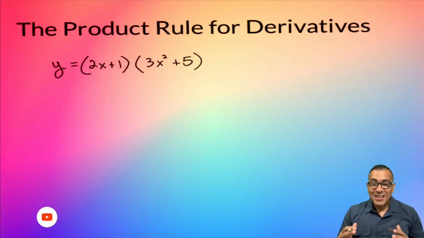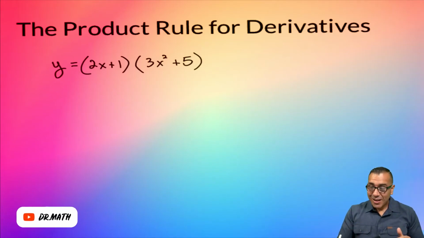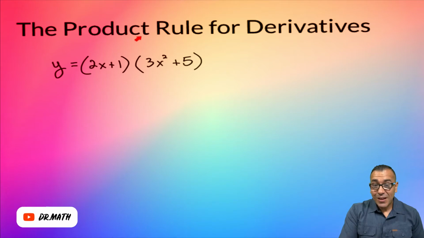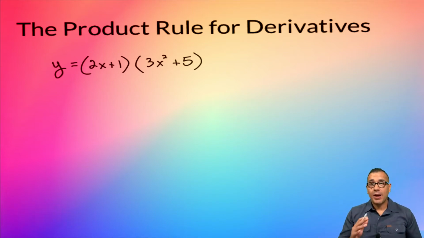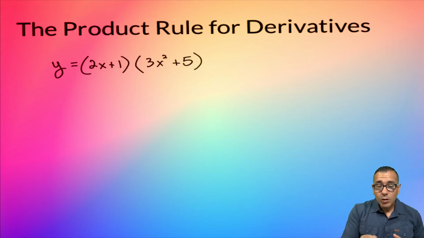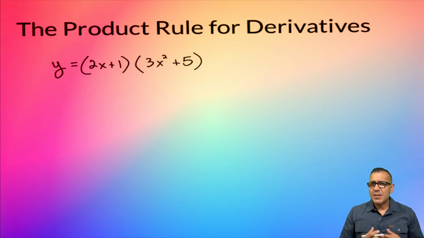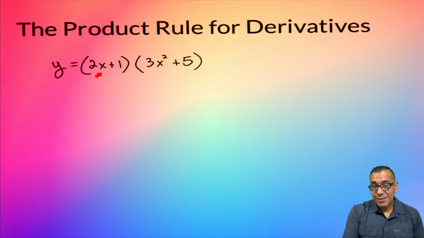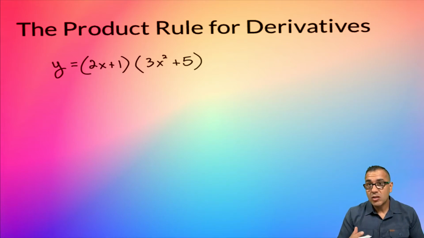All right, mathletes. So let's dive in here and look at how to use the product rule for derivatives. Here's the idea before we dive in. Number one, we're going to have a product, which just means a multiplication. In this case, I'm going to pretend these are two separate functions being multiplied. That's the way I'm going to treat this.